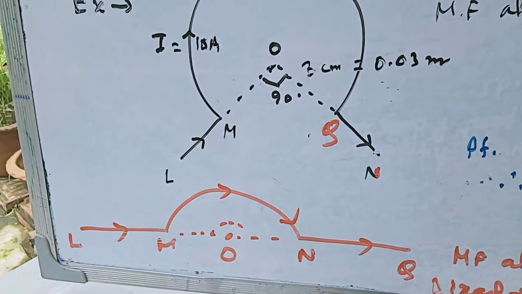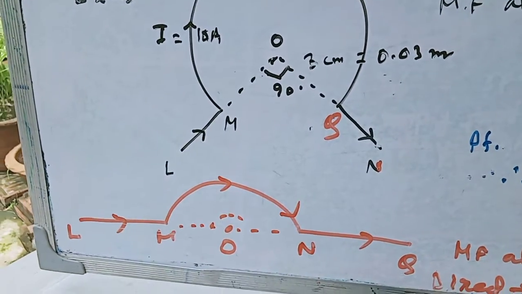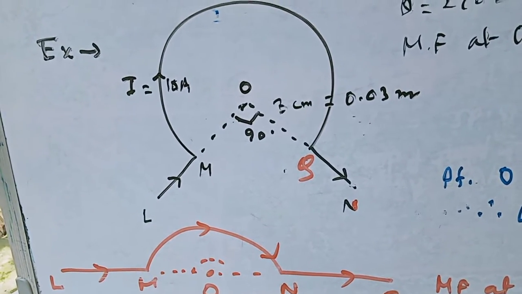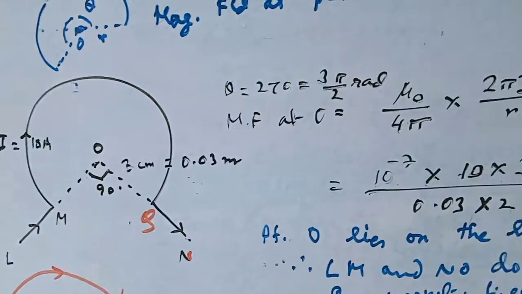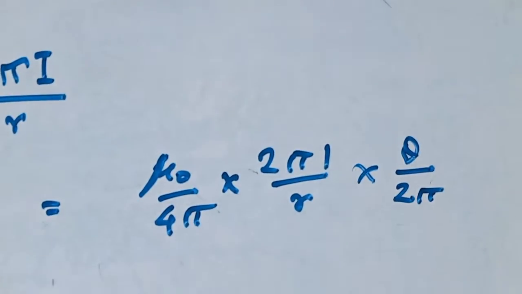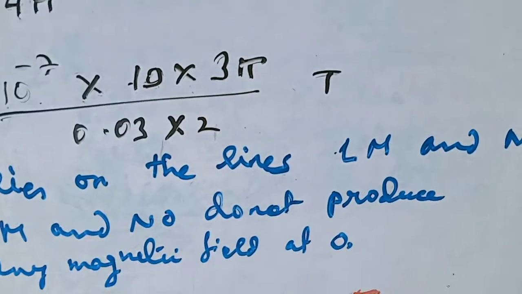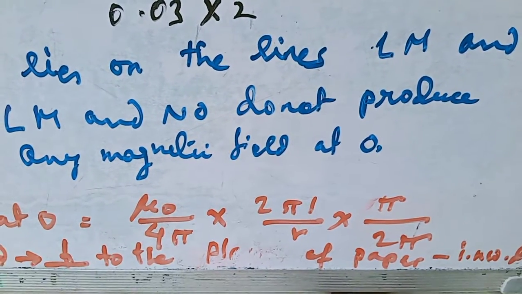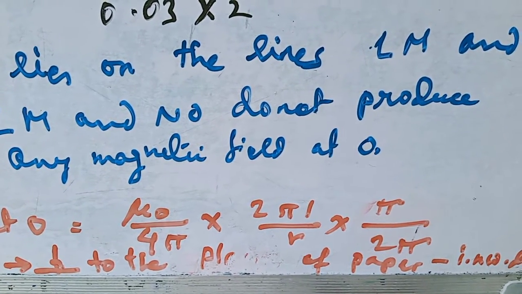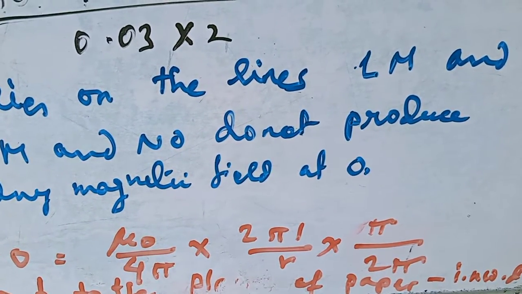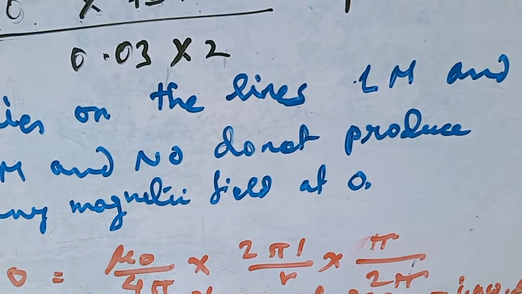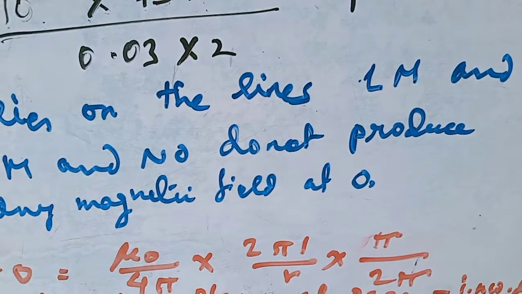of radius, let us consider the radius as R. So as per our observation, it will be mu naught by 4 pi into 2 pi by R into theta by 2 pi. Here theta is equal to pi. So mu naught by 4 pi into 2 pi by R into pi by 2 pi. And the direction will be perpendicular to the plane and of course in the inward direction.